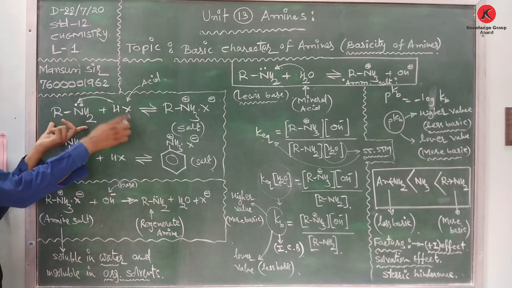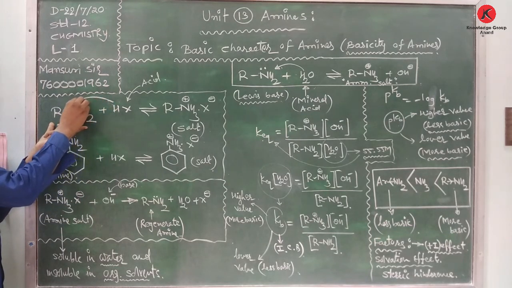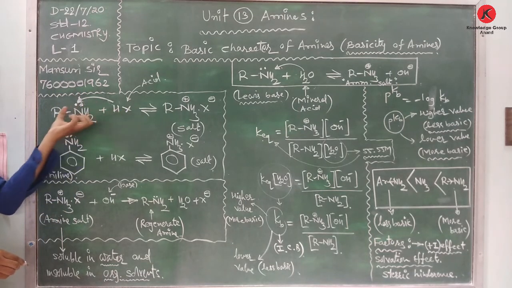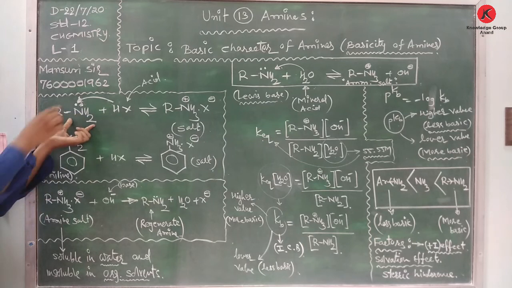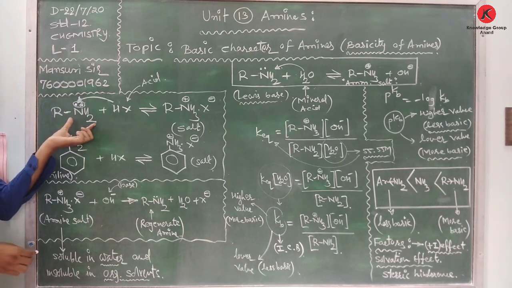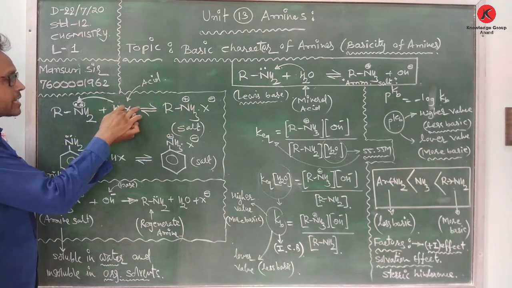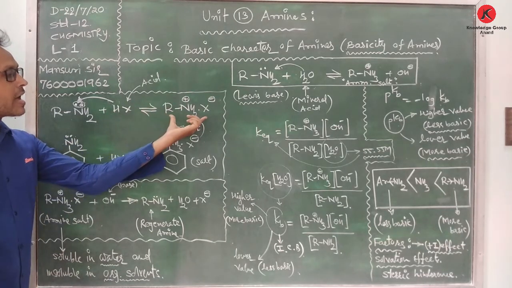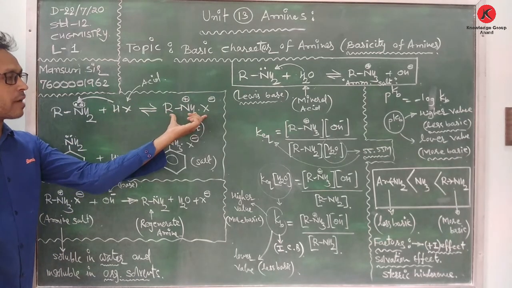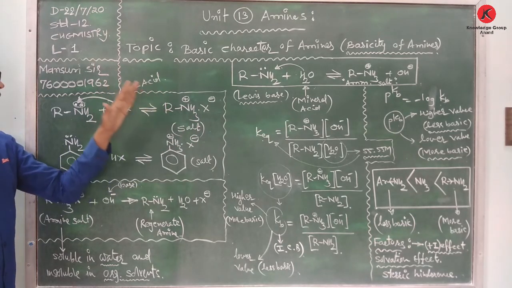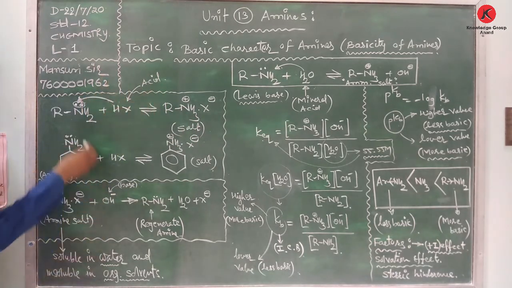RNH2 reacts with HX, then the H plus proton is attracted toward the non-bonding pair of nitrogen. That is why RNH3 is formed. Now the remaining part X is as it is. So RNH3 plus X minus, which is salt, is formed. And since salt is formed, we can say that amine should be basic.